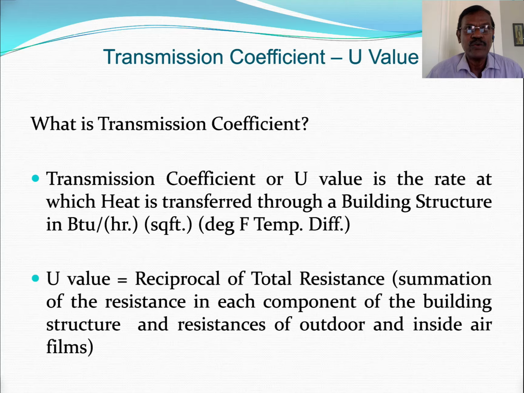Now U is equal to 1 by R, the reciprocal of total resistance. The resistance R is equal to the summation of all the building structural materials, because you will have different kinds of materials, so you have to take the resistance of all the materials, add everything, plus add the resistance of the outdoor and the inside air films. Then you will get the total R. R is equal to R1 plus R2 plus R3 up to Rn. So from that summation of resistance, you can find out the U value, that is 1 by R.